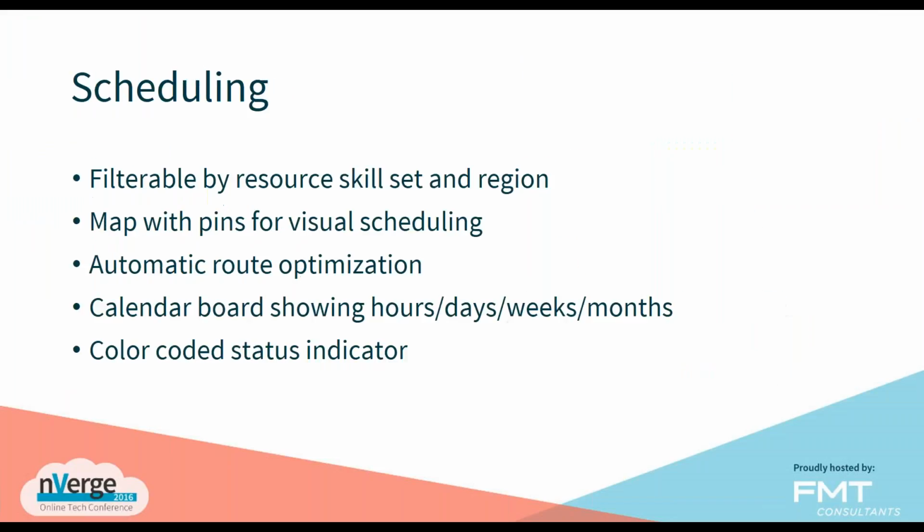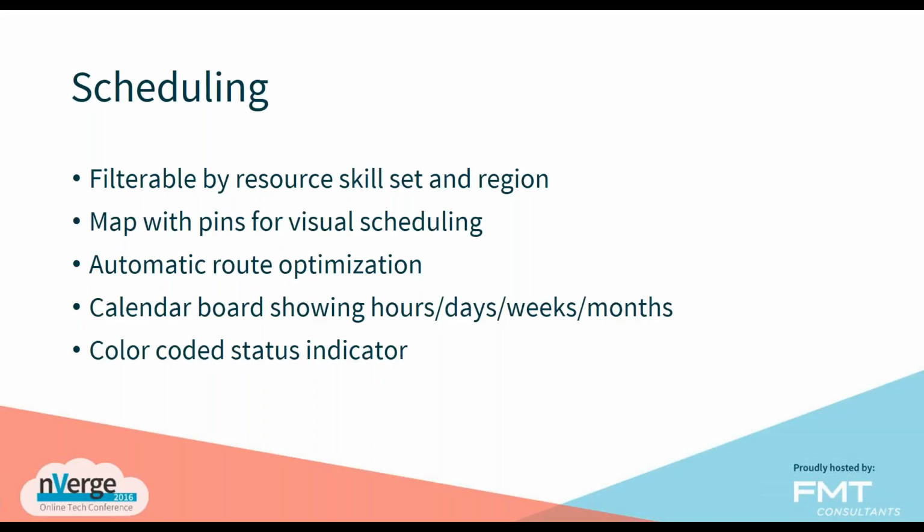Let's take a look at scheduling. Now, scheduling, again, can be a very complicated process without this type of software. Knowing where people are and what types of skill sets they have, what their availability is, it's a very complicated process to be able to manage as soon as you get beyond 10 to 15 people. So this system will actually enable you to be able to filter based on the resource skill and also the region in which this person exists to be able to apply them to the appropriate work orders as needed.